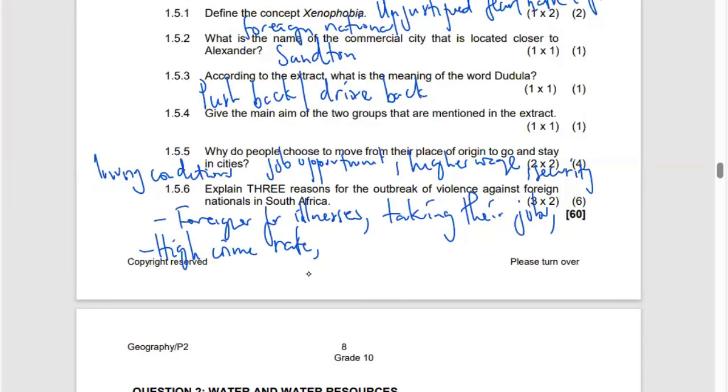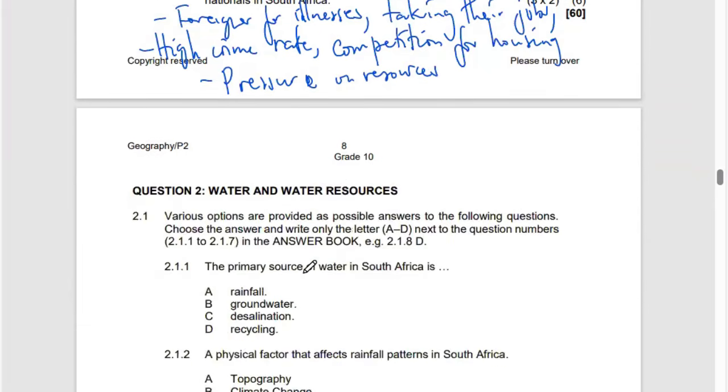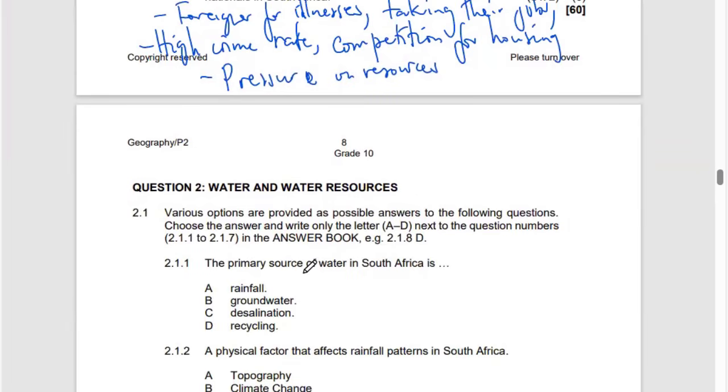And also, ultimately, competition for housing or for facilities like education. There is some pressure there. And then you can also look at aspects like pressure on resources, which can be a source of conflict. If you have pressure on resources, then we tend to blame that the pressure is being caused by the fact that there are many foreigners in the country. Right. So that takes us to the end of our first part.